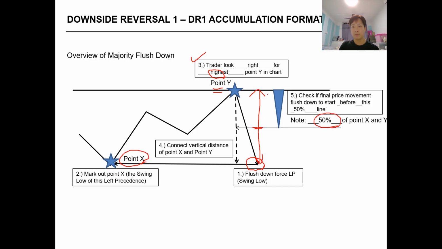You want the start of the flush down to start anywhere before the 50% line. Again, this shows that there's a momentum that goes on to take out all the stop loss, to induce a certain kind of panic, right? Imagine there's a flush down that comes in to induce the kind of panic. And if the price movement starts being steep before the 50% line, we say that it's a majority flush down.